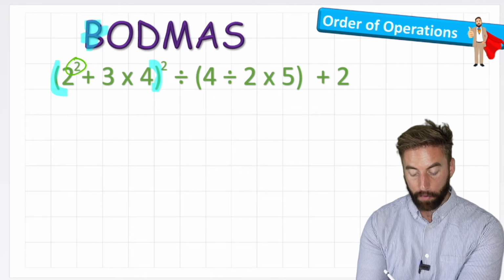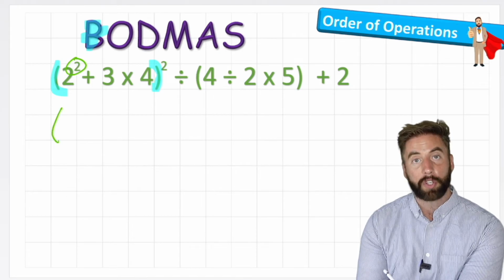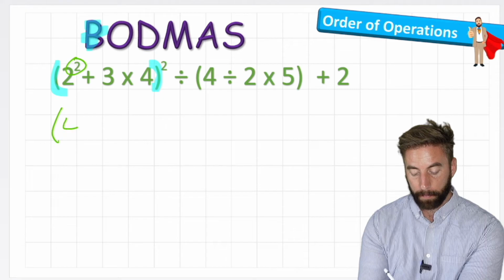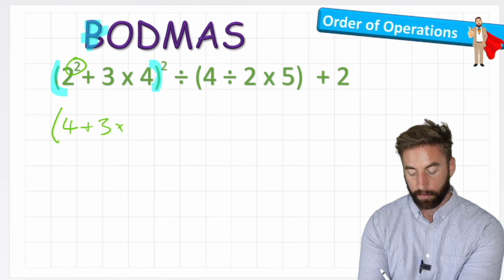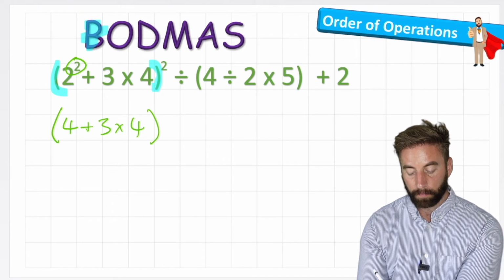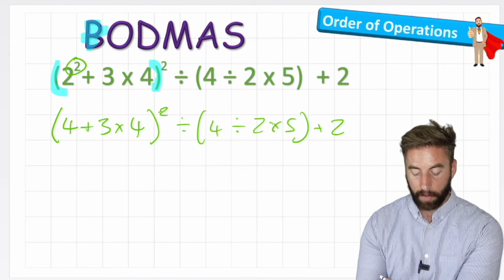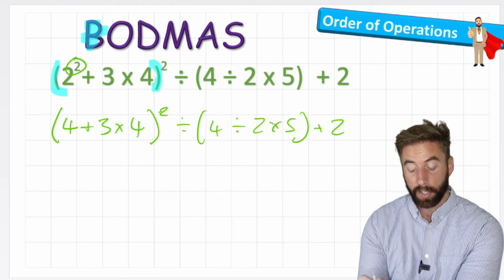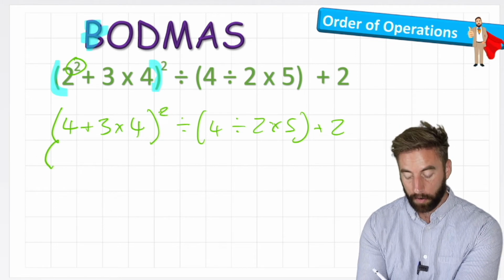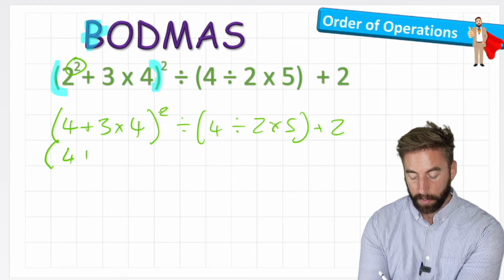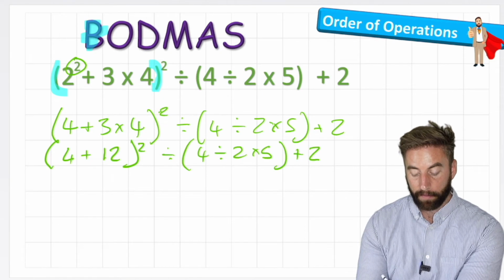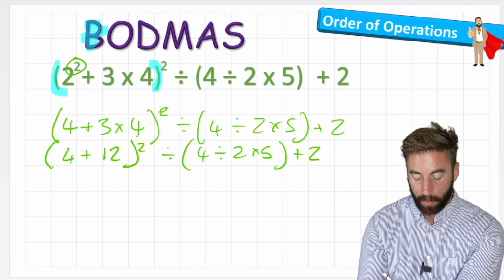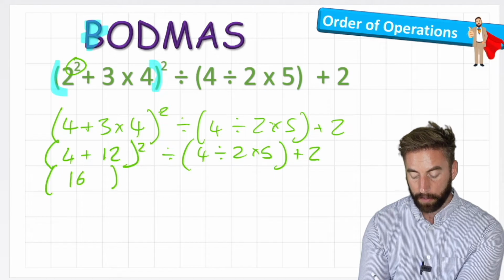So now my bracket would read 2 times 2, which is 4, plus 3 times 4 to the power of 2. Okay, looking back at my first bracket, there's no division in this question, so I can move to the multiplication. 3 times 4, which is 12. So I've got 4 plus 12 to the power of 2. Now within this bracket, I can finish off with my addition. And 4 plus 12 is 16, so it'll be 16 to the power of 2.